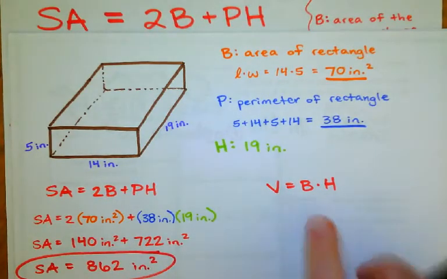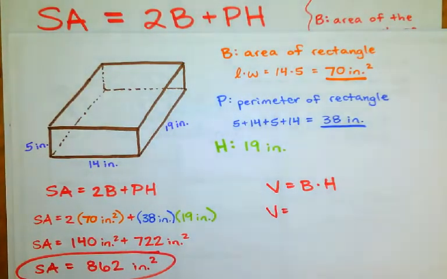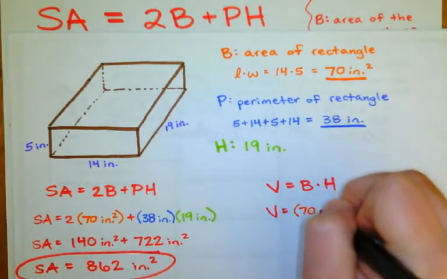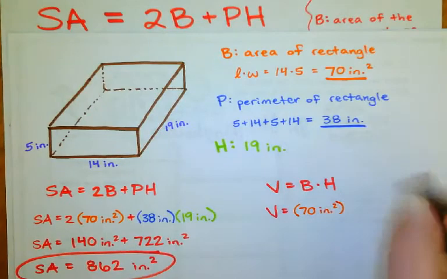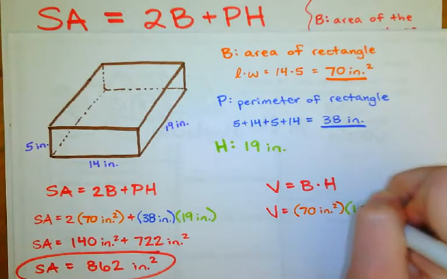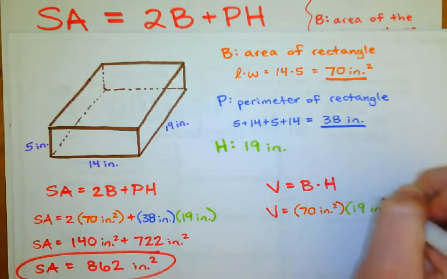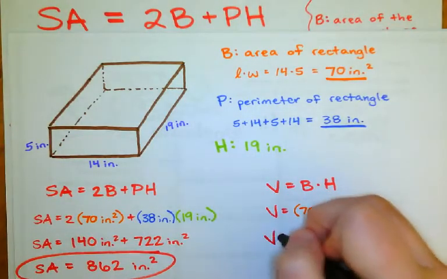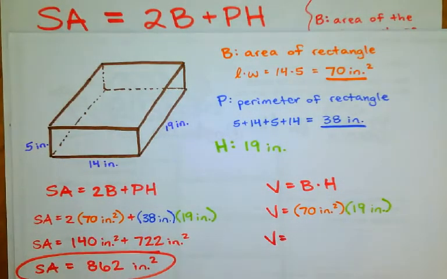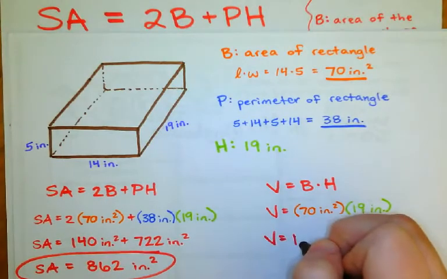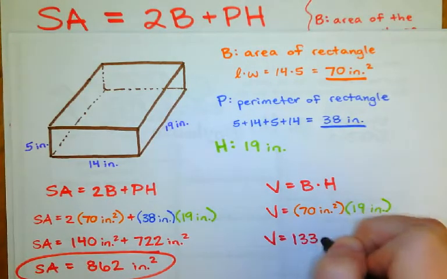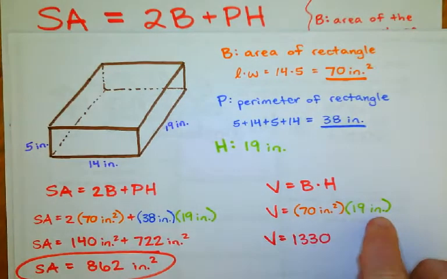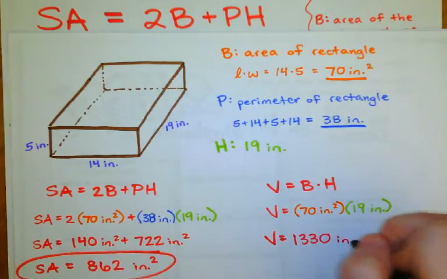Alright, for our volume, our base of 70 inches squared times the height or depth of our prism, which was 19 inches, is going to give us 70 times 19 is 1,330 inches squared times inches is inches cubed.